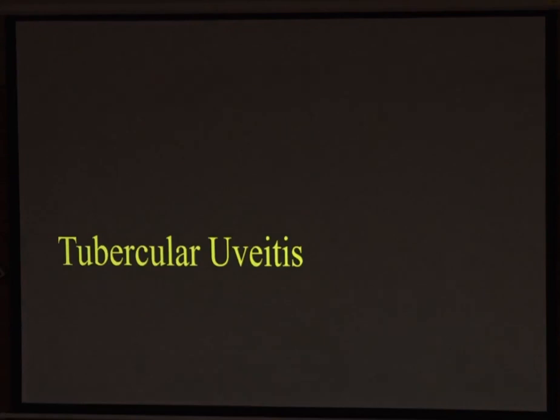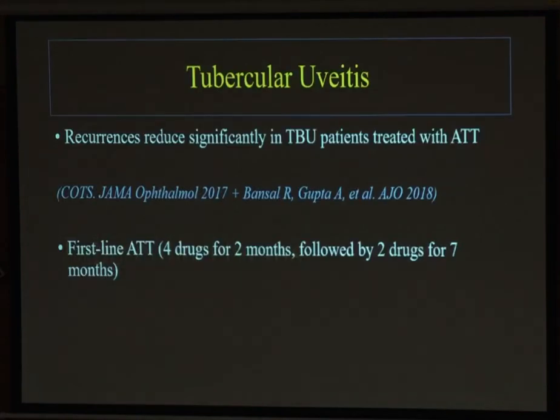Tubercular uveitis, sir has covered very well. I will not go into the details, but just to mention why do we give anti-TB therapy to these patients? Because initially they do respond to corticosteroids. So the idea is to eliminate the bug and to prevent recurrences. And this has been shown by a large number of studies, especially the COTS group, that ATT reduces recurrences, and even with our own experience almost more than a decade back.